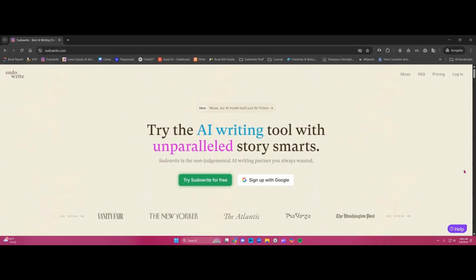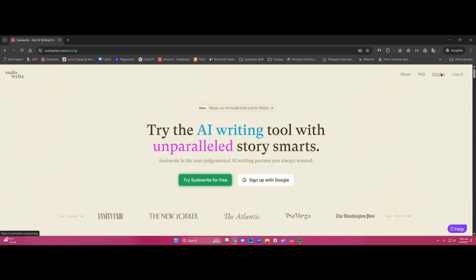One of the first things you need to do to start using Sudowrite beyond the trial is to pick a plan. So if you go to Sudowrite.com, you can try it for free, get some credits, and play around with the system a little bit. I'm telling you right now, that trial does not get you far. So let's take a look at the plans.